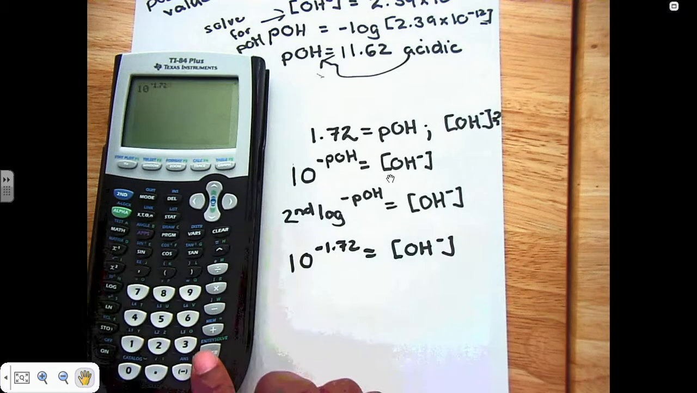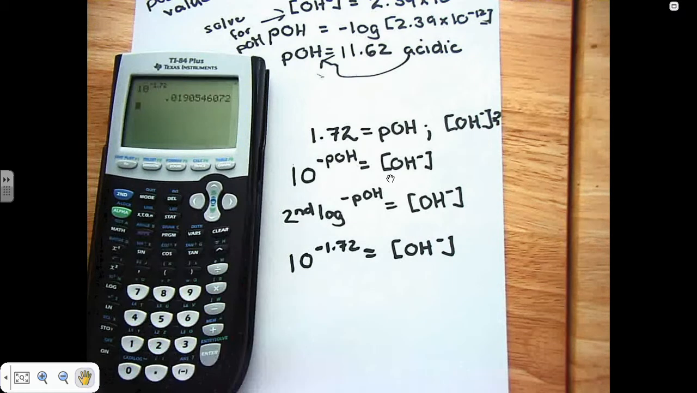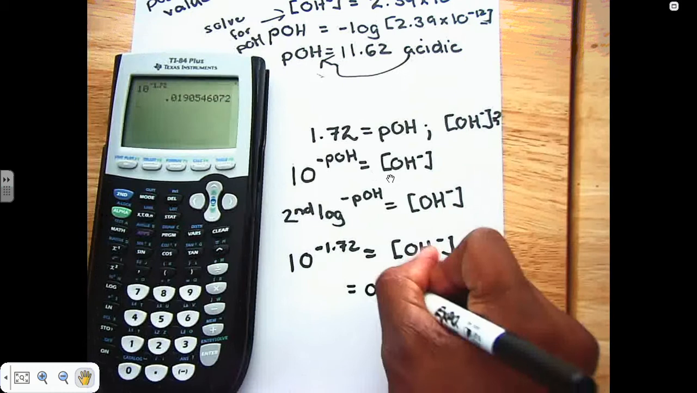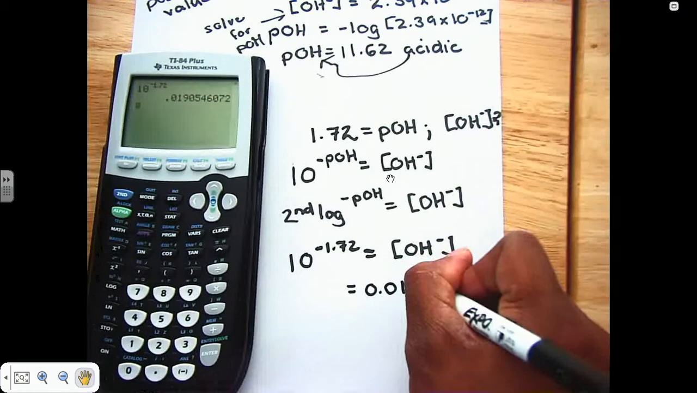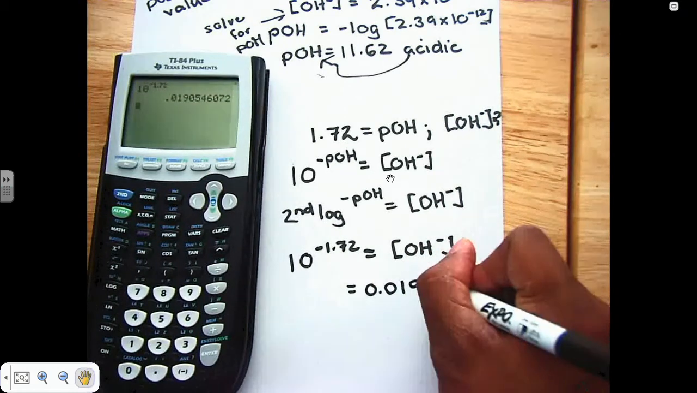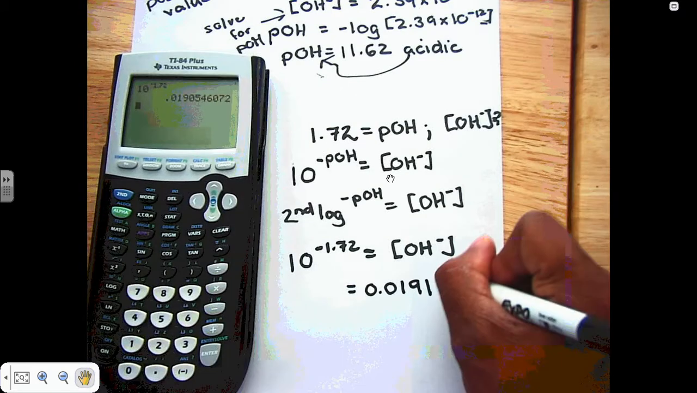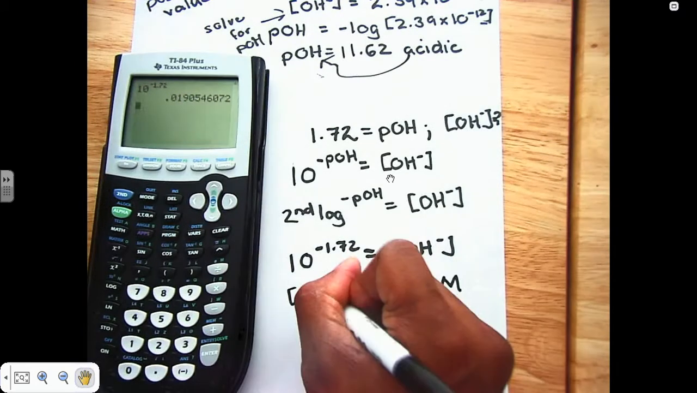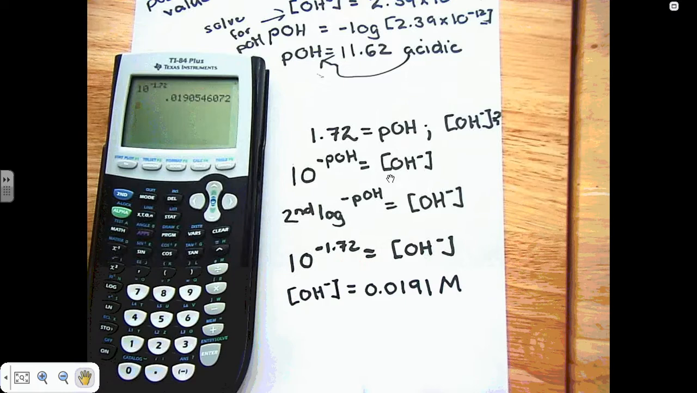And then that's going to give me my concentration, which in this case is equal to 0.019, and I'll say 0.1 to round up, and that's molar. And that is equal to the hydroxide concentration. Now, these two are very similar.